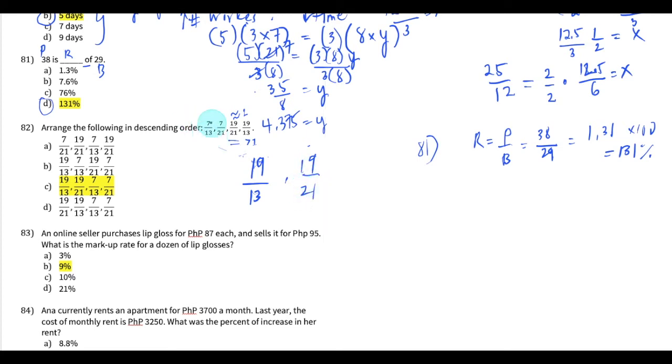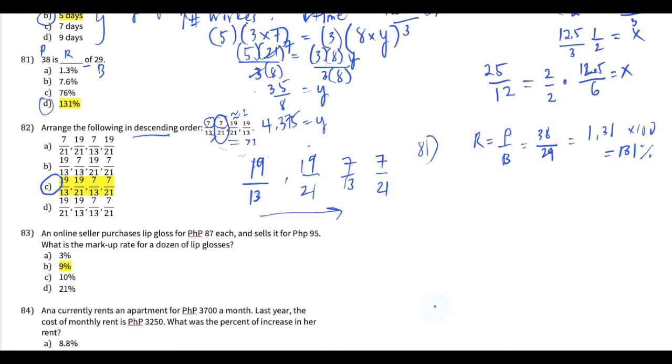Now, ito na i-compare mo. Pareho sila ng numerator. So, ibig sabihin, pag mas malaki yung denominator, mas mababa yung value. So, we know na ito is less than nito. Okay? So, mas malaki itong 7 over 13. So, 7 over 13 yung mauna, and last would be 7 over 21. Okay? So, the answer here is letter C. Kasi descending. So, from pinakamalaki to pinakamaliit.